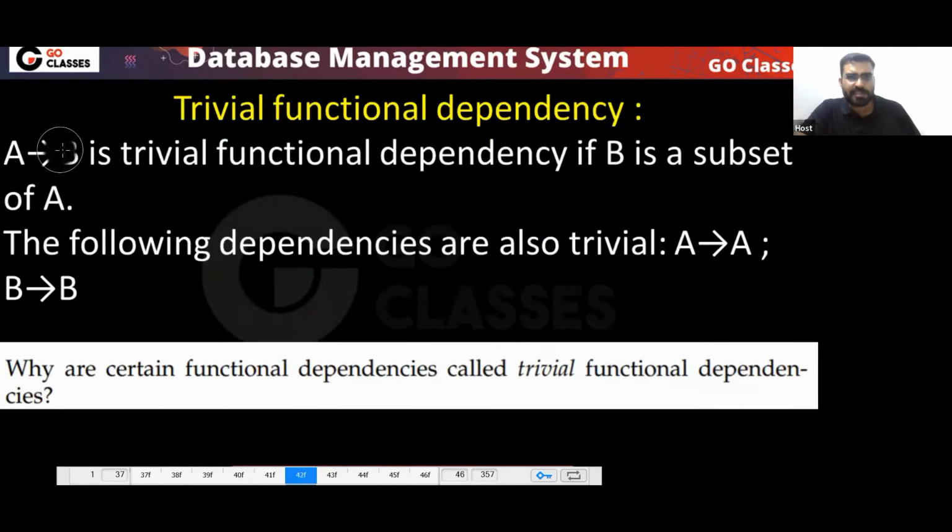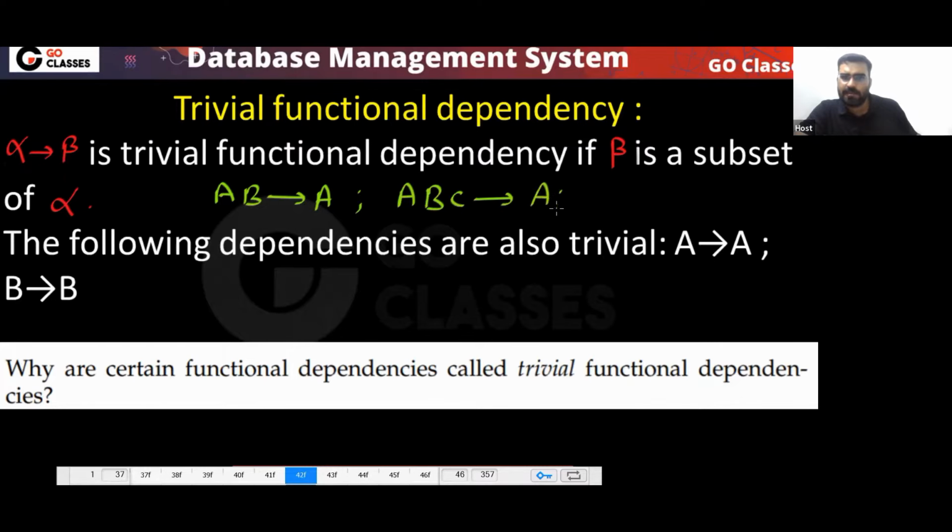What is a trivial functional dependency? The definition is very simple. Alpha implies beta is trivial if and only if alpha is a subset of beta. Sorry, beta is a subset of alpha. Is this clear? So alpha implies beta is a trivial dependency when beta is a subset of alpha. Like I told you, AB determines A. This is trivial. Like ABC determines AB. This is trivial. Similarly, A determines A.